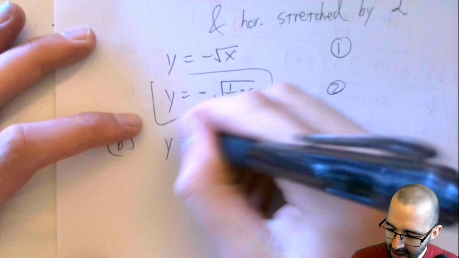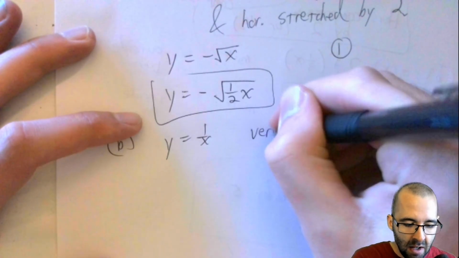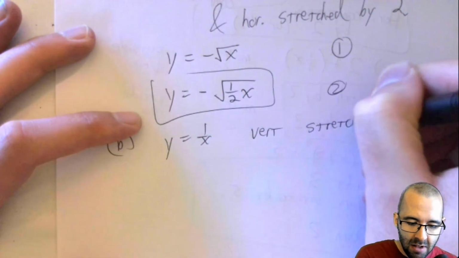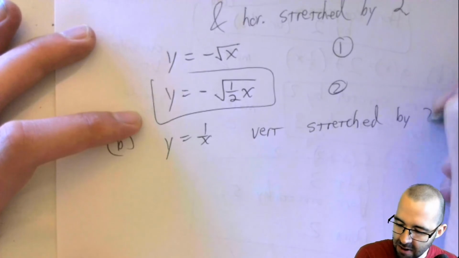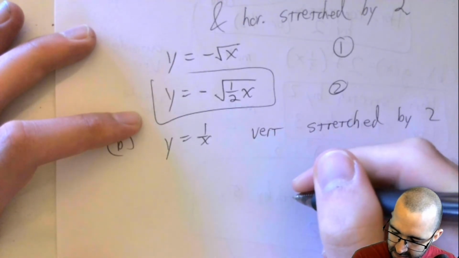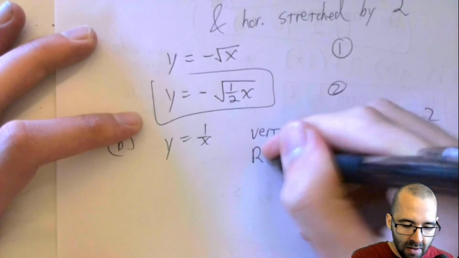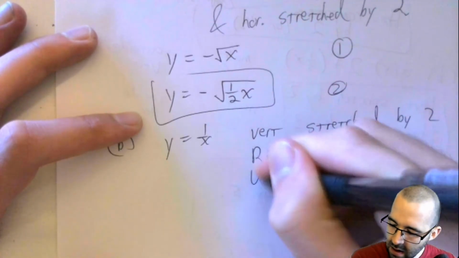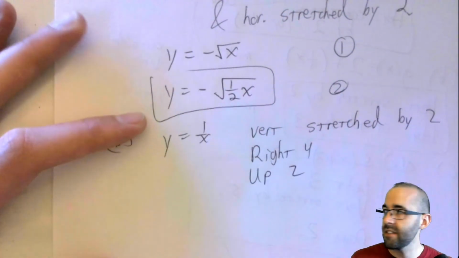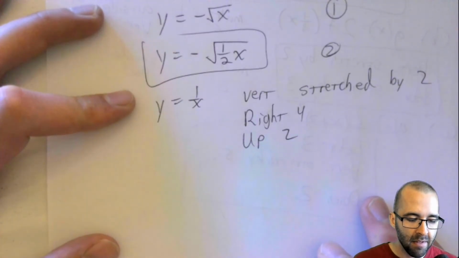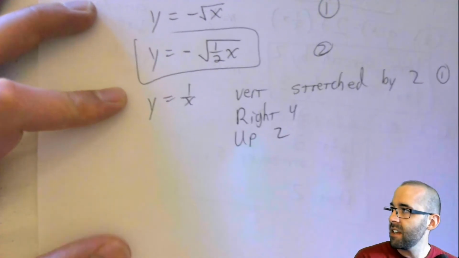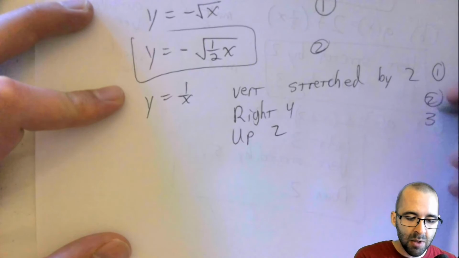Okay, let's say we have y equals 1/x, vertically stretched by 2, right 4, and up 2. 3 things. We do it one at a time. So this will be our first thing, and then we'll do our second thing, and then we'll do our third thing.